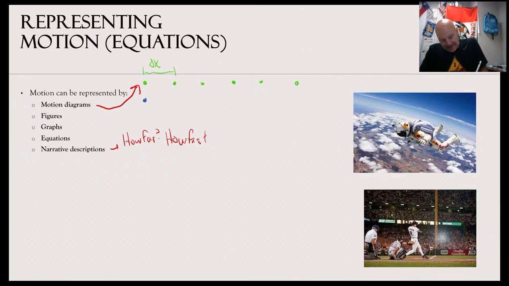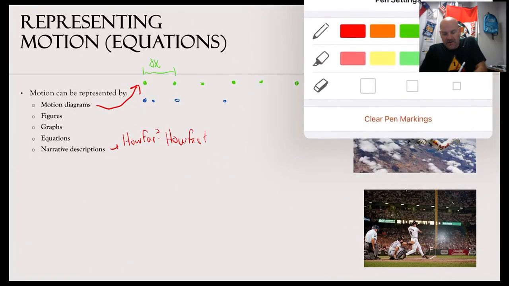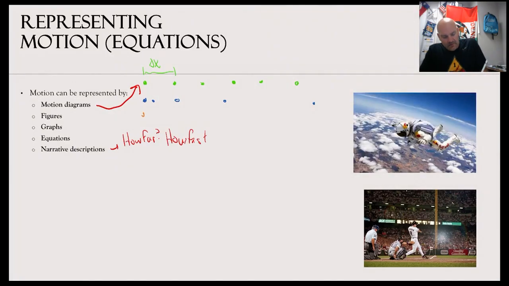If I'm speeding up, what you'll see is the gap between the dots will get bigger. And if you're slowing down, it goes the opposite, right? They're going to get closer in the end. So this is what we call constant velocity. This is speeding up, and this is slowing down, okay? So you can see how those look.